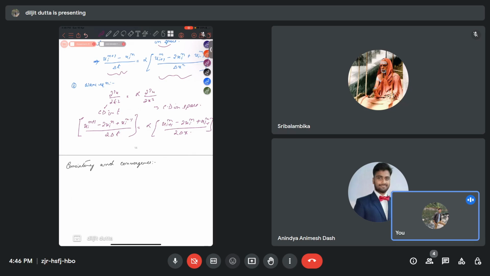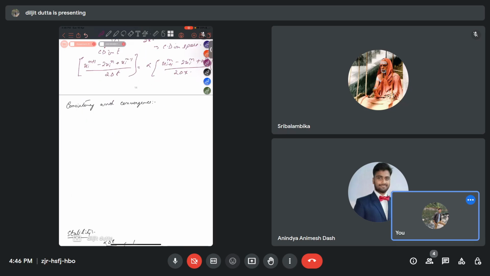First thing is the consistency. So what is consistency? Consistency is that we have discretized the domain into a finite mesh, right? So as the mesh size tends to 0, or we make the mesh finer, then the difference between the analytical solution for the PDE and the finite difference solution should tend to 0. This is called consistency.